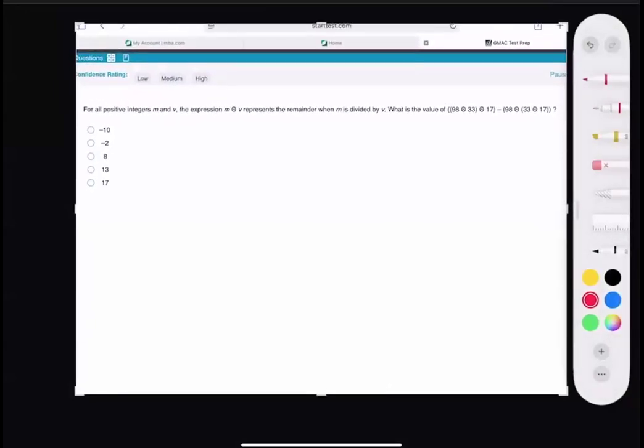Okay. For all positive integers m and v, the expression m and the symbol v represent the remainder when m is divided by v. What is the value of this minus this? Let's first do the parentheses. 98 divided by 33. So it's 3. No, because it's 99, so it's 2. 66. So the remainder is 32.